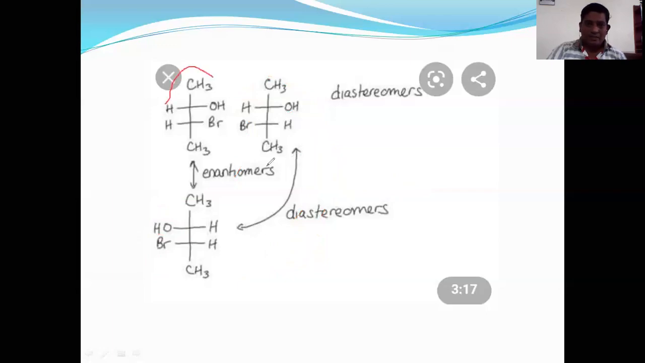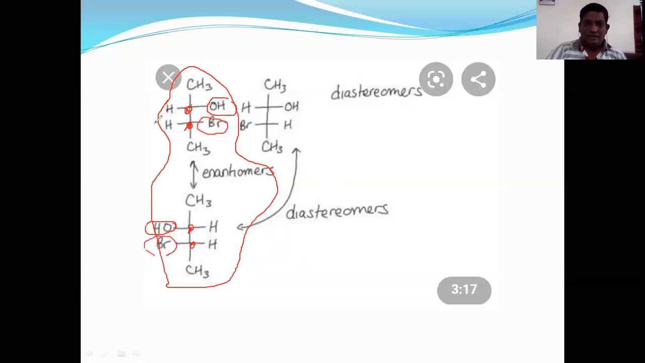We can identify the enantiomeric pair. Now this pair is known to be enantiomers. How can we identify it? By the chiral center. This carbon is chiral, and this carbon is also chiral. OH on the right hand side, OH on the left hand side. Bromine on the right hand side and bromine on the left hand side. Both are mirror images and non-superimposable, containing asymmetric centers.